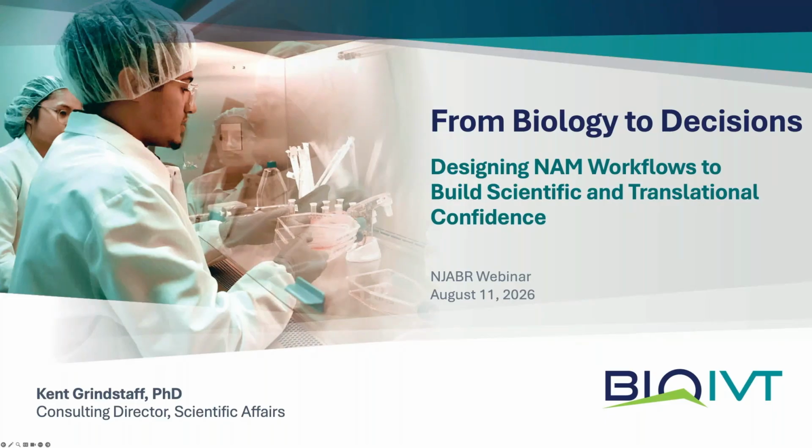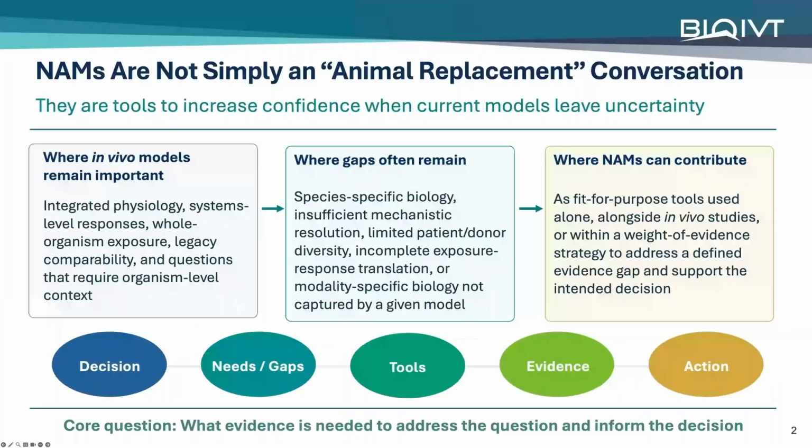Now, NAMs are often discussed in the context of reducing or replacing animal studies, and that's certainly a driver of the field, and is part of the regulatory and policy momentum we're seeing today. But scientifically, I think that framing is too narrow. There are many questions for which in vivo models remain extremely valuable. They can provide insights into integrated physiology, whole organism exposure, interaction among multiple organ and biological systems, and a systems-level context that can be very difficult to reproduce in a more reductionist model. In many areas, they also bring decades of historical experience that help us understand how to interpret a result. So this is not an argument that legacy models no longer have value.